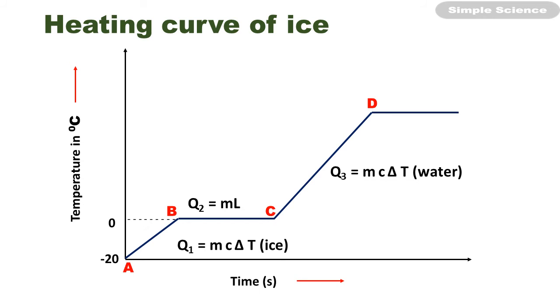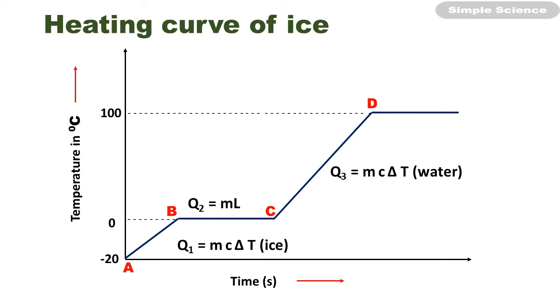Now again at D, the temperature remains constant. That means the process of boiling is taking place at 100 degrees Celsius. You don't have a boiling curve. You have only till the melting point, or specific latent heat of fusion. You don't have specific latent heat of vaporization. So we will not focus on the boiling curve. We will only focus on the melting curve of ice.